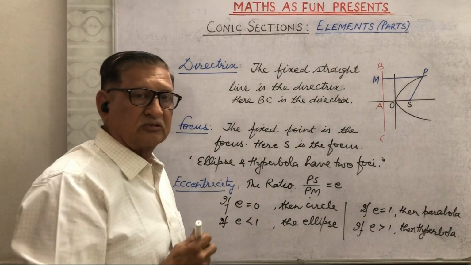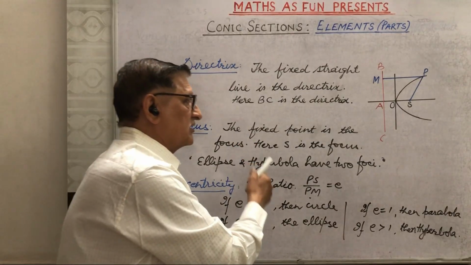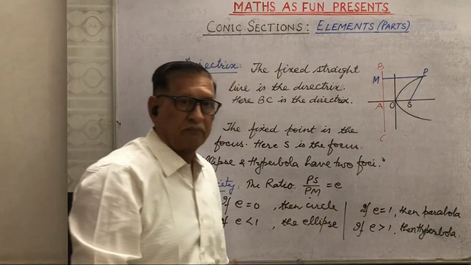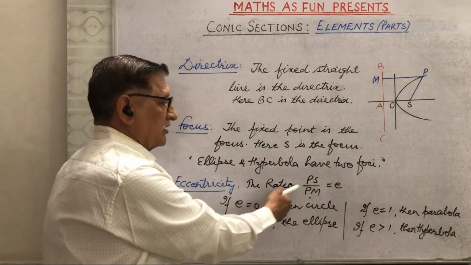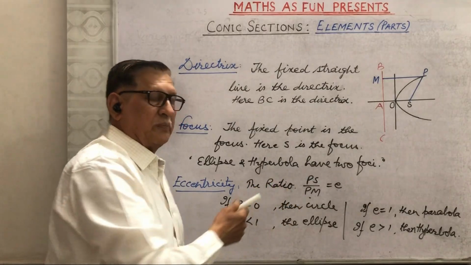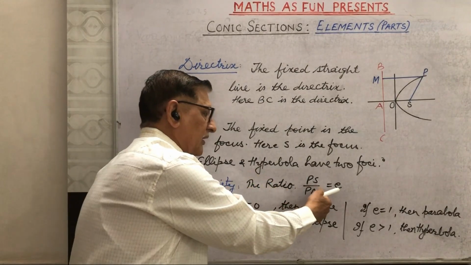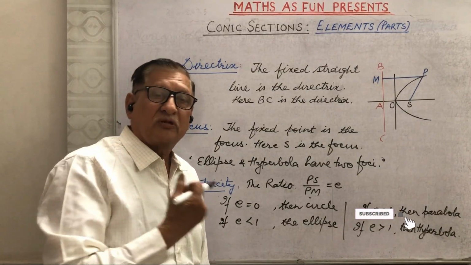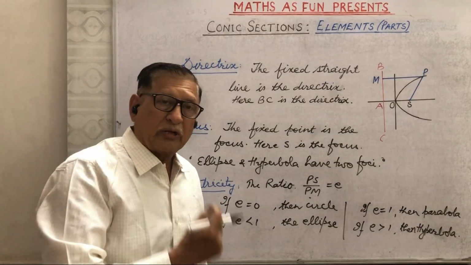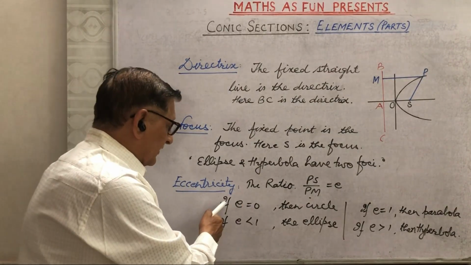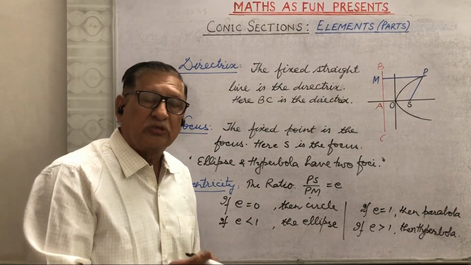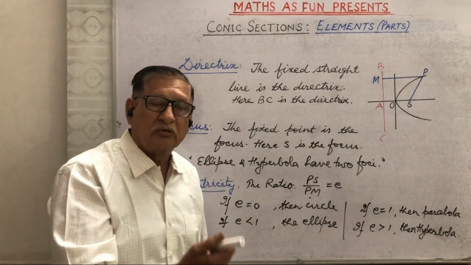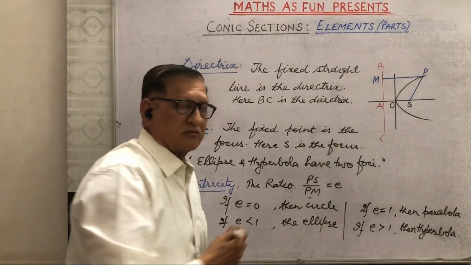Now we are talking about the eccentricity. As we have discussed, the eccentricity is the ratio of these distances PS and PM. So here eccentricity is the ratio PS upon PM, and that is represented by E. Now different conic sections have different values of E. According to the values of E, when E is 0, then the conic section is the circle. Why? Because there is no such ratio, because in the case of a circle we don't have a directrix.